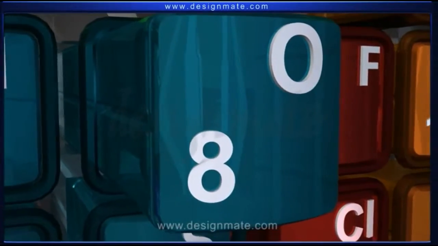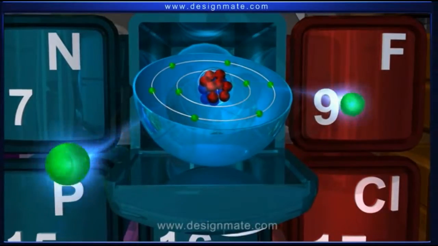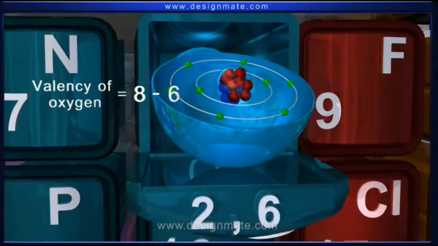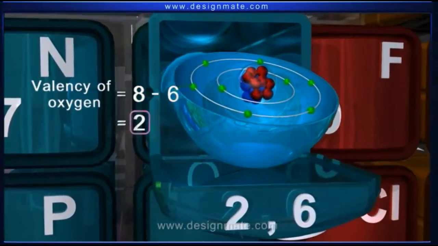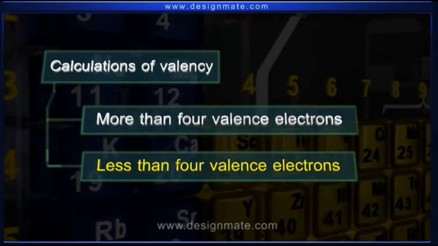For an oxygen atom with an atomic number 8 and an electronic configuration of 2, 6, its valency is given by 8 minus 6. That is 2. Now we will study those atoms which have less than 4 valence electrons.